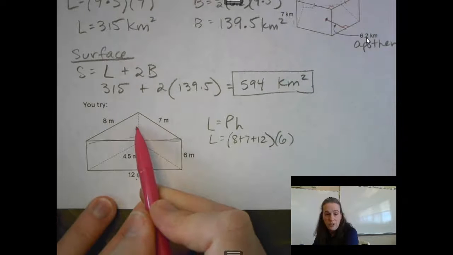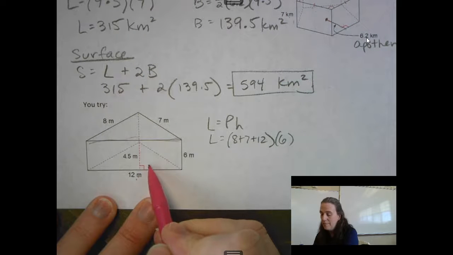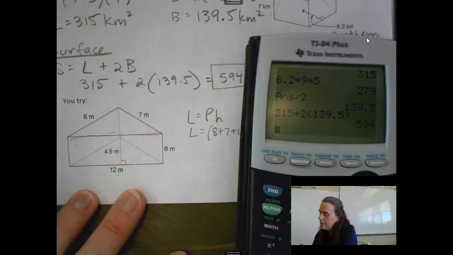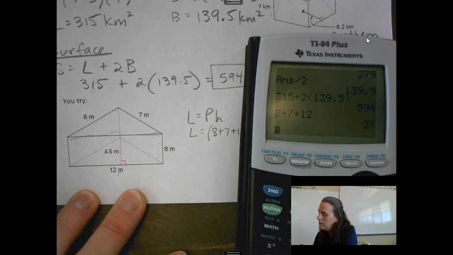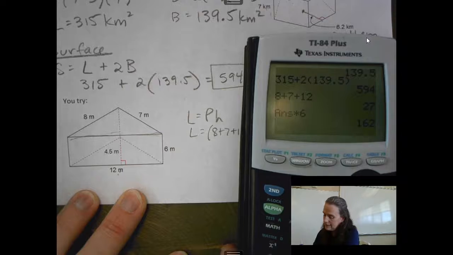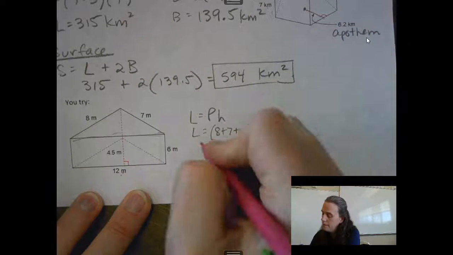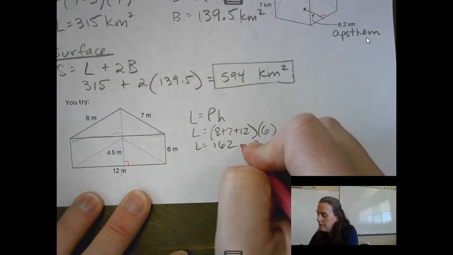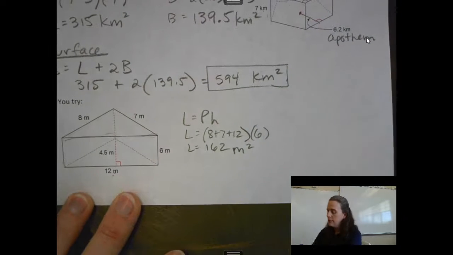Okay, so I can see there's a triangle on the top and a triangle on the bottom. Those are the bases, they match. Let's do this. So the lateral area is 8 plus 7 plus 12 times the height, 162 meters squared. Okay, that wasn't too bad, was it?